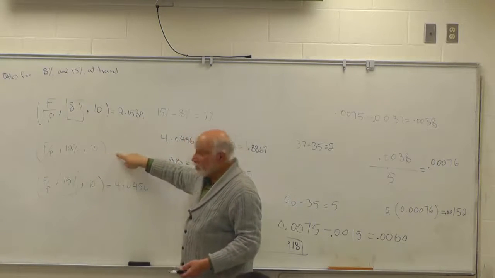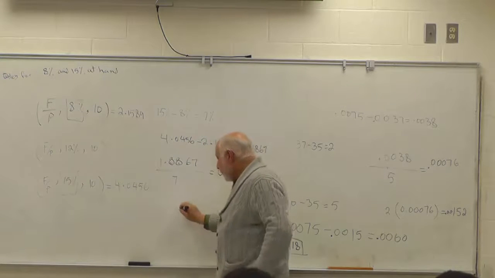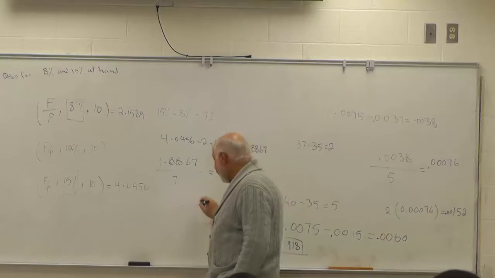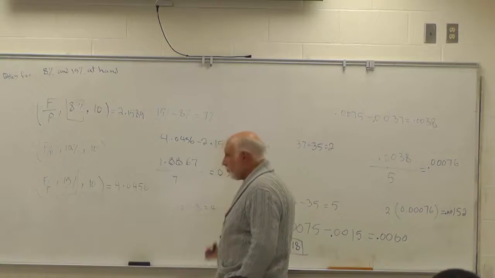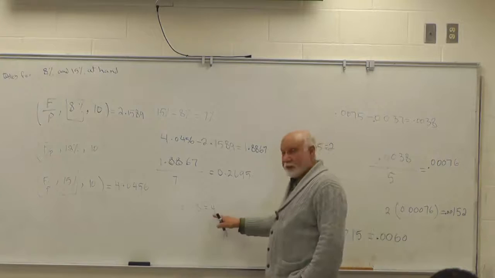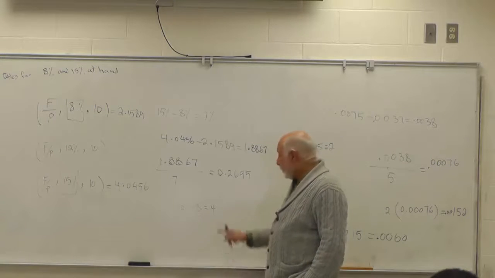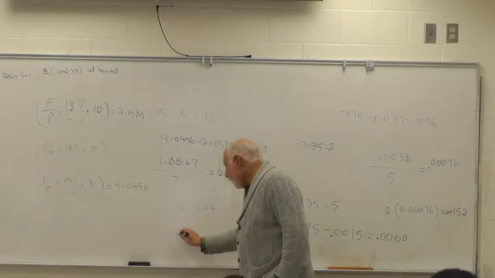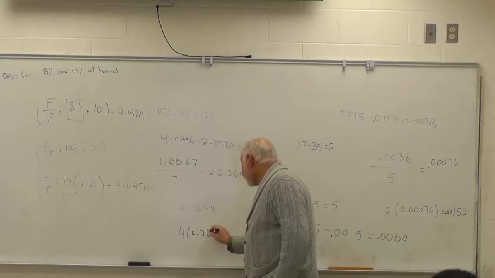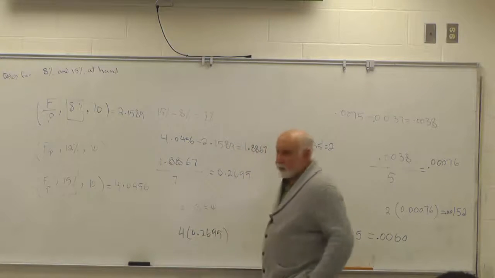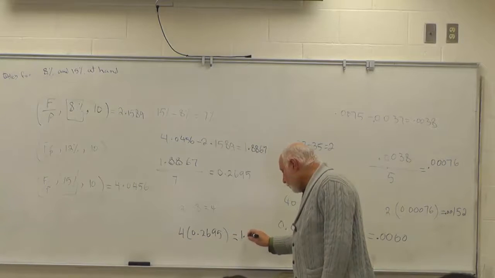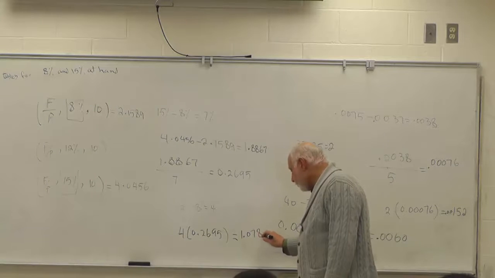So to get this number, I have to do 12% minus 8%, which is going to be 4. 4% difference. For a 4% difference, what do I have to do? Multiply that number, 0.2695, by 4, which would give me 1.078.